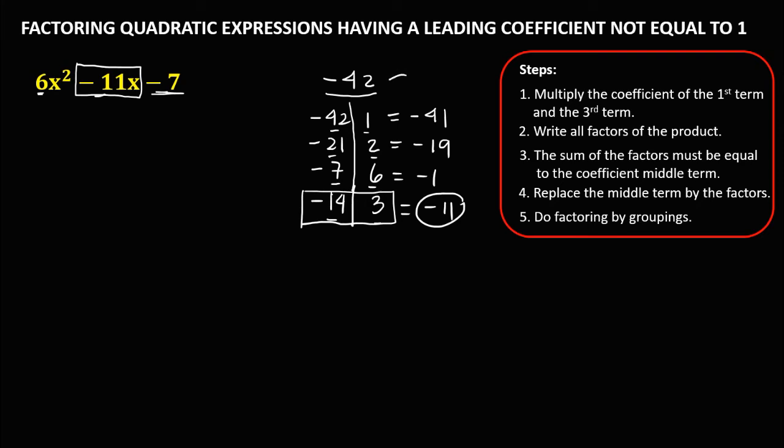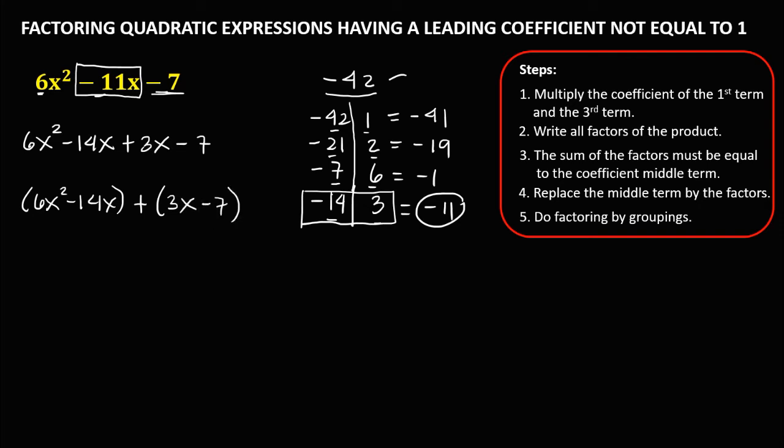Then replace the middle term. So this is now the new equation, 6x squared, then start with negative 14x plus 3x, because negative 14 plus 3 is negative 11. Then negative 7. Then do factoring by groupings. So for the first group, 6x squared minus 14x. Then plus for the second group, 3x minus 7. Then simplify.